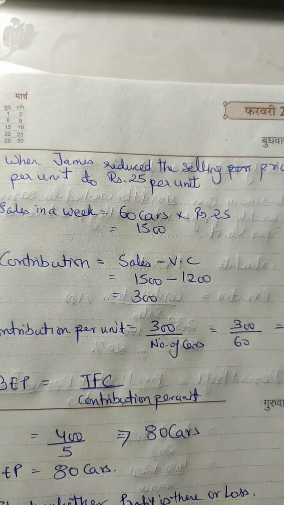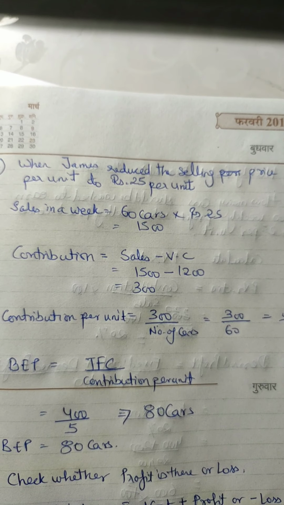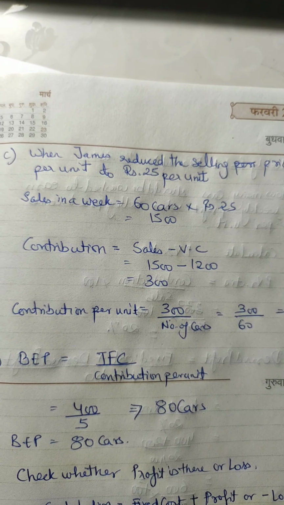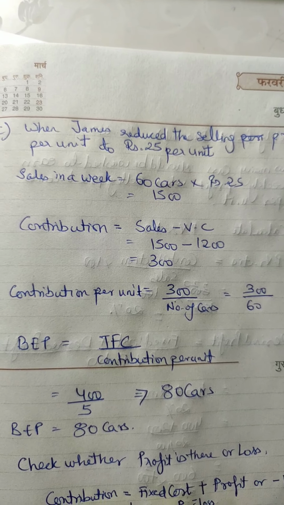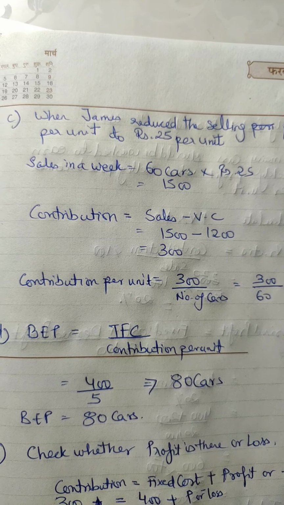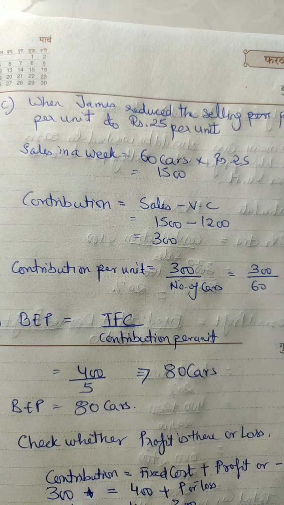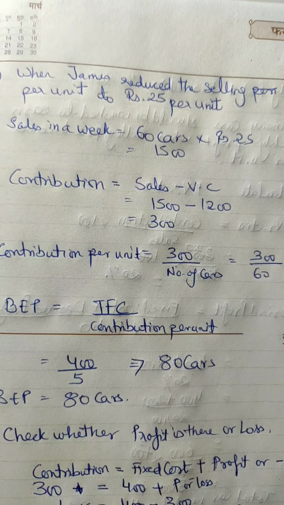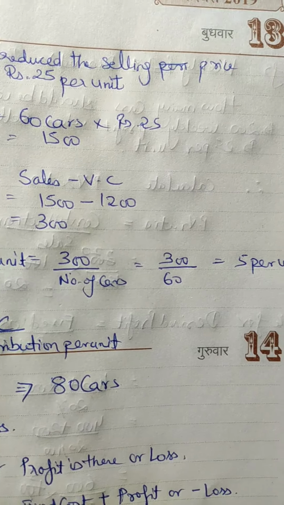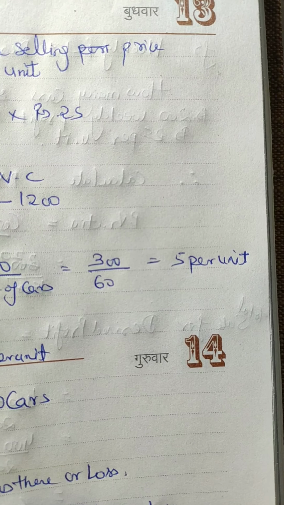Then moving towards the second option, when James reduced the selling price per unit to rupees 25 per unit. Now sales in a week will come to 60 cars multiplied by rupees 25, that is 1500. Contribution will become sales minus variable cost, that will be 300. Contribution per unit will become 300 divided by 60 cars and will give rupees 5 per unit.